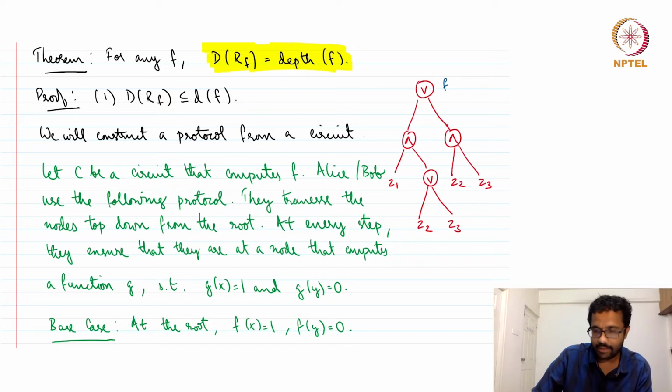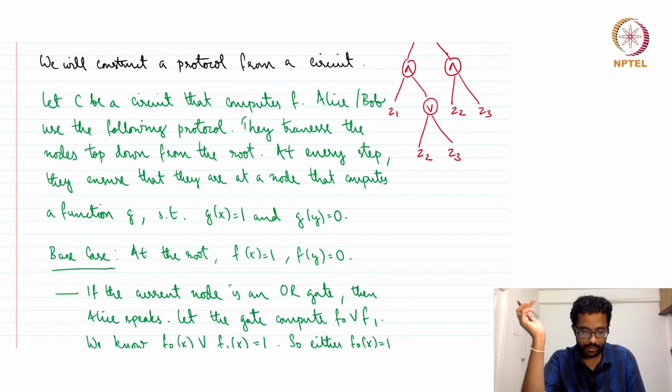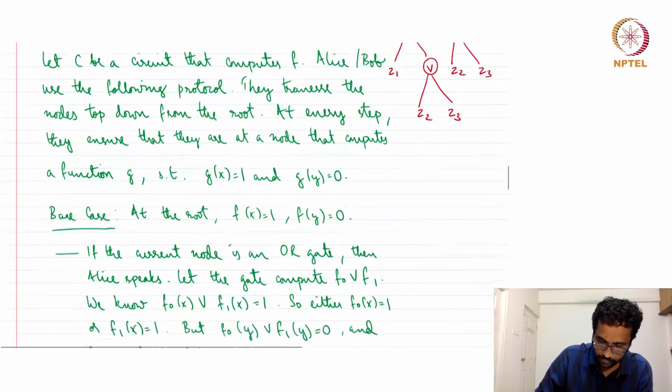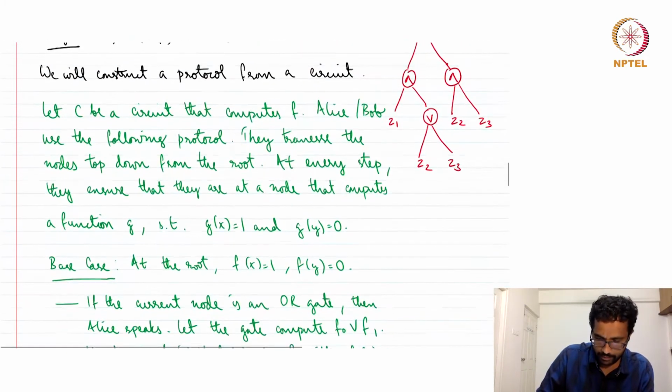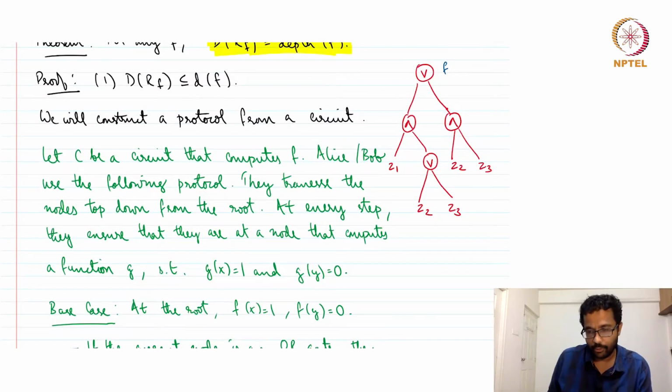The base case is the root. At the root we already know, because of the problem statement, that f of x is equal to 1 and f of y is equal to 0, where x is Alice's input and y is Bob's input. Now there are two cases. We will go down, and by induction we will do it. We are at a certain node, and we want to say something about the children nodes. There are two children.